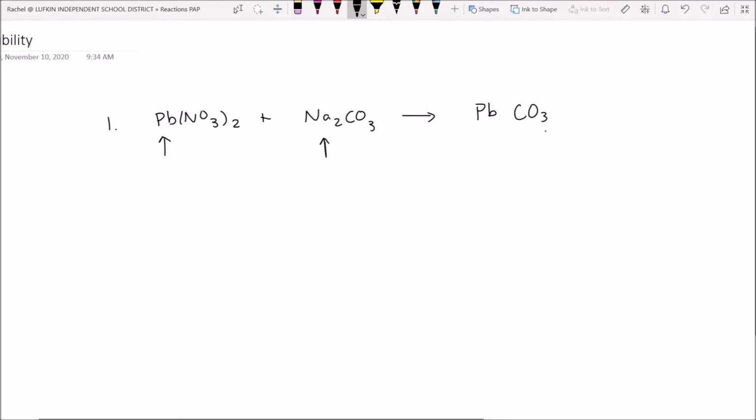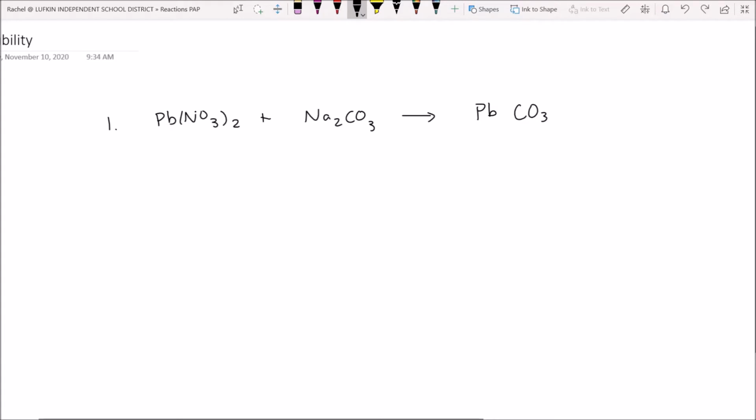So when we write this, it's not just PbCO3. We have to figure out the charges. So what charge does lead have? How do we figure that out? Lead is one of those that acts like a transition metal. It's technically not in that transition metal group, but lead and tin both act like transition metals. So we have to figure it out, right? Based on this over here, we figure out what charge it should have.